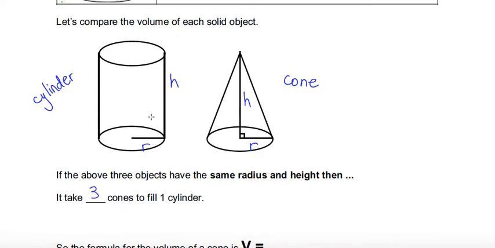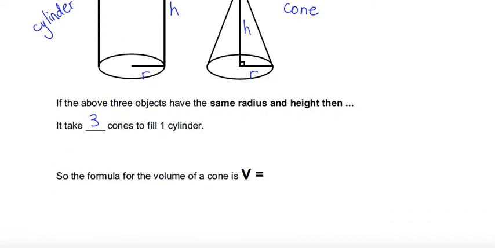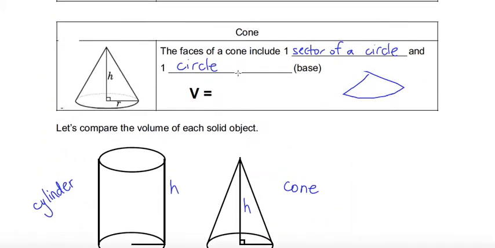So if the cone and the cylinder have the same radius and the same vertical height, it takes 3 cones to fill up one cylinder. So what that means for our volume is that I would take the area of my circle times the height of my cone or my cylinder, and then for my cone, I'm going to divide that formula by 3 to get the volume of the cone. So the volume of a cone is 1/3 of a cylinder. So if I come back here, the volume is pi r squared times height divided by 3.